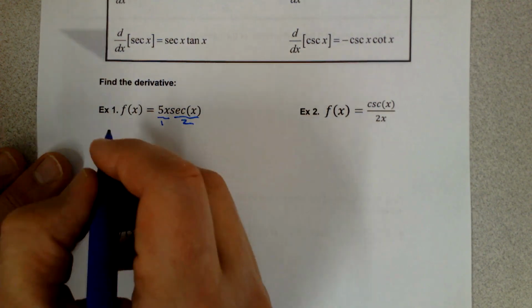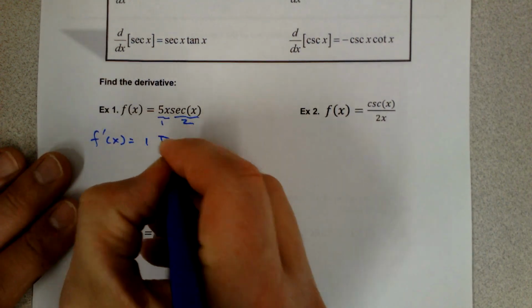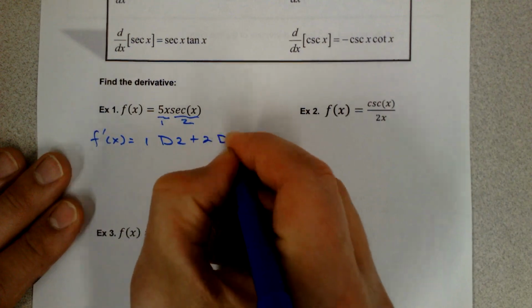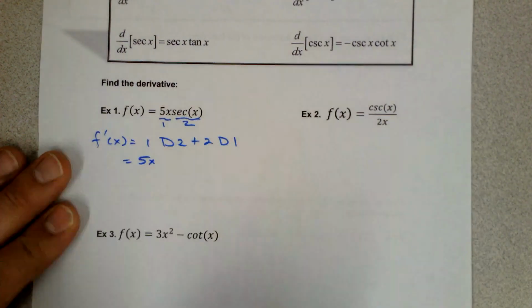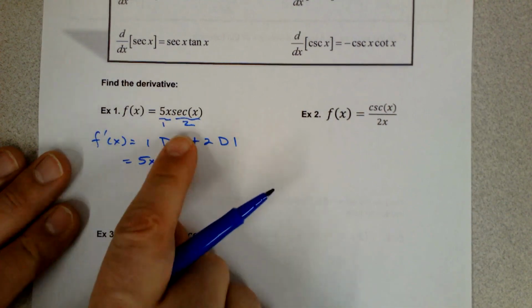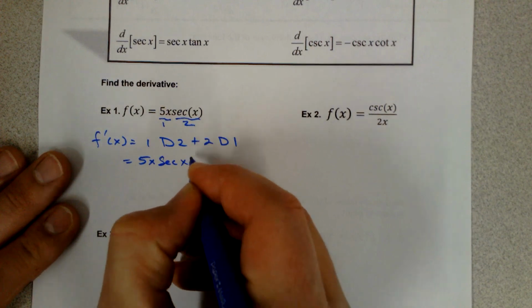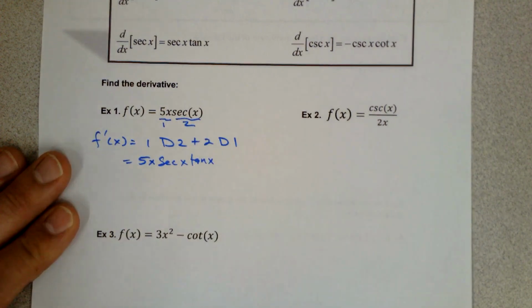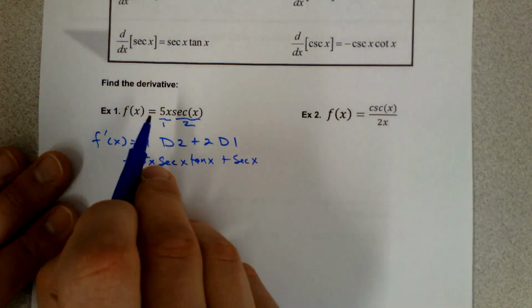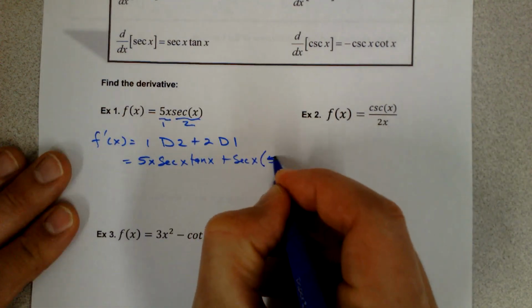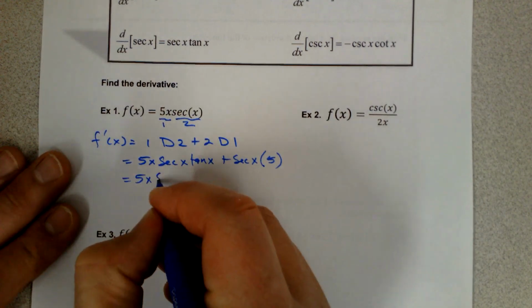So here we go. I've got 1d2 plus 2d1. I'll write that out for our notes. My first function is 5x times the derivative of secant of x. So I look up here, and we've got secant tangent, plus the second function, which is secant of x, times the derivative of 5x, which we know is 5.